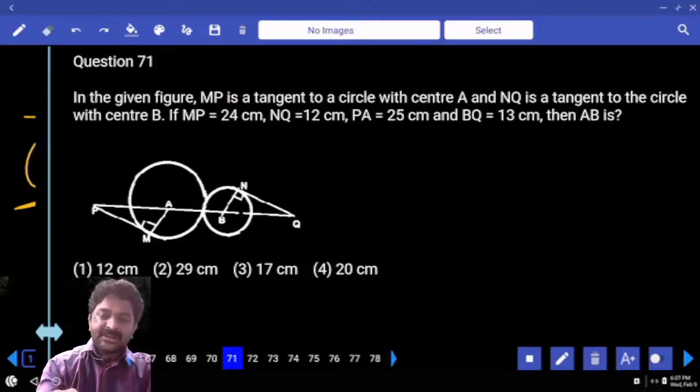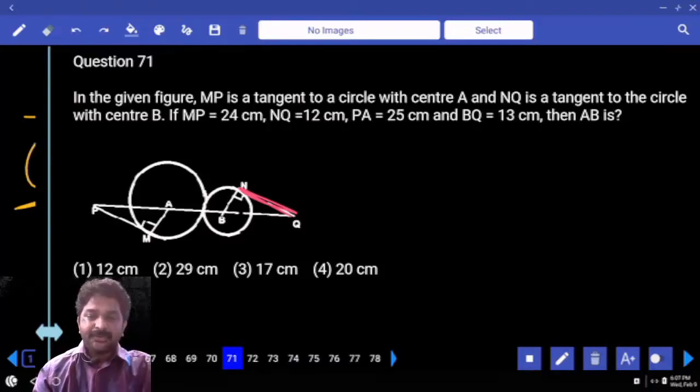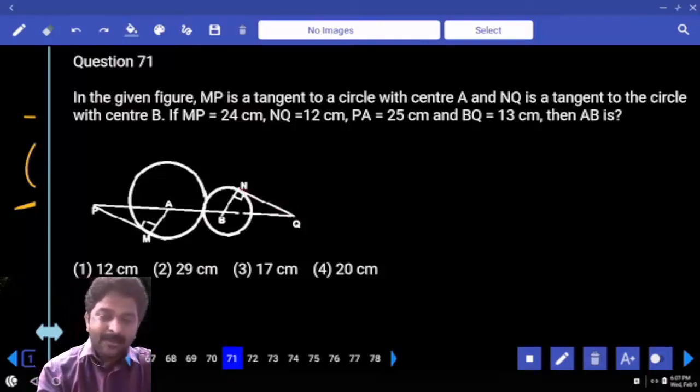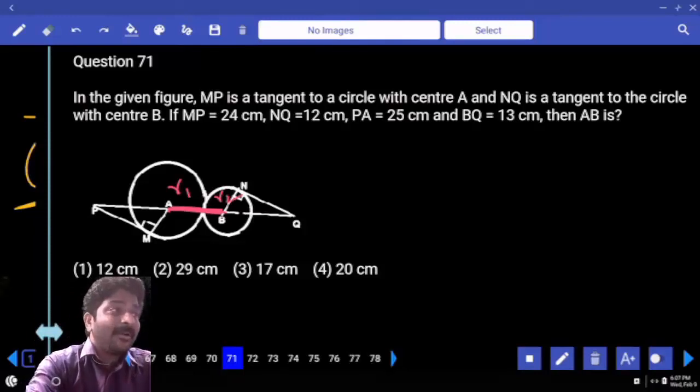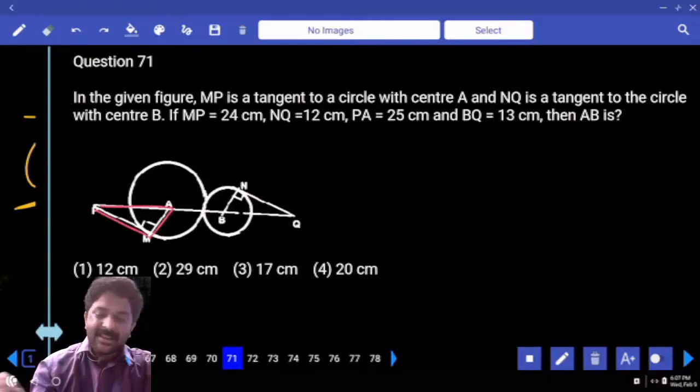NQ is a tangent to the circle with center B. MP is equal to 24, NQ is equal to 12, PA is equal to 25, BQ is equal to 13. Then AB value, that means the distance between centers, or I can even say the sum of the radii of both circles. Now let me consider this particular triangle.